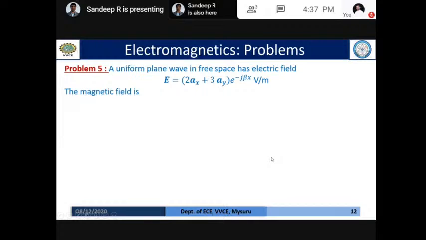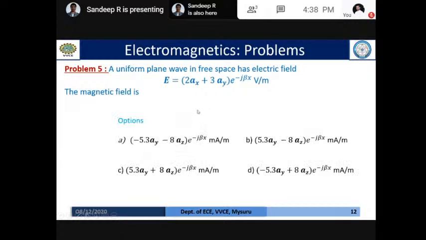Coming to the next one, a uniform plane wave in free space has electric field vector E equal to 2ax plus 3ay e power minus j beta x volts per meter. We have to find the magnetic field. Different options are given, so we have to find the expression for the magnetic field.